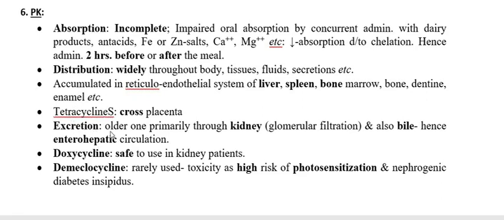Now we are going through the excretion, how the drug tetracycline is excreted from the body. The drug is primarily excreted by the kidney by glomerular filtration. Some part is also excreted through the bile. Because of the bile excretion, tetracyclines possess an important property, that is the enterohepatic circulation.